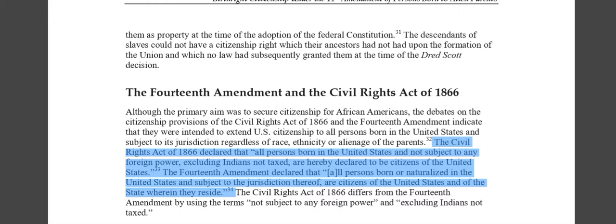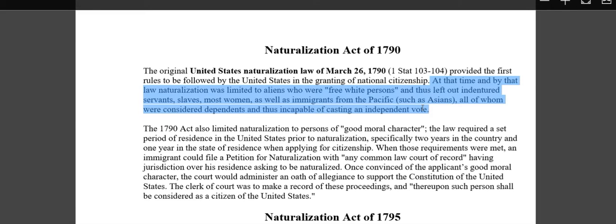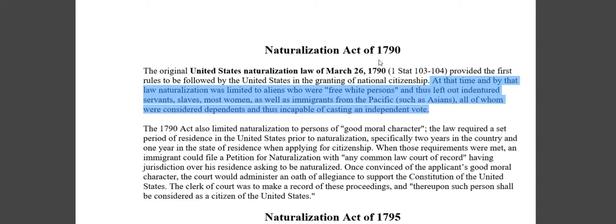If we were to backtrack, when we're talking about citizenship in this country, one has to look at the Naturalization Acts. These tell the timeline of citizenship in this country. The first one was in 1790. In 1790, they made it very clear that only free white persons, and they left out indentured servants, slaves, women, Asians, very, very clear.